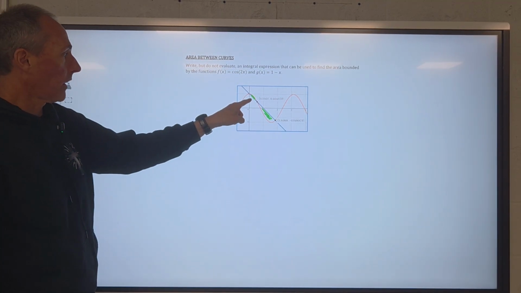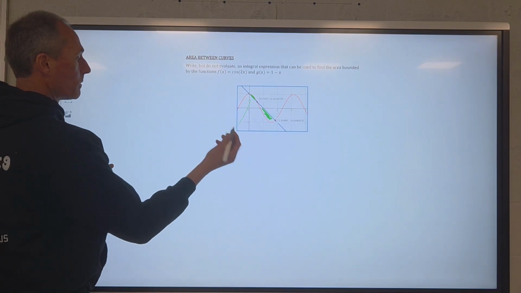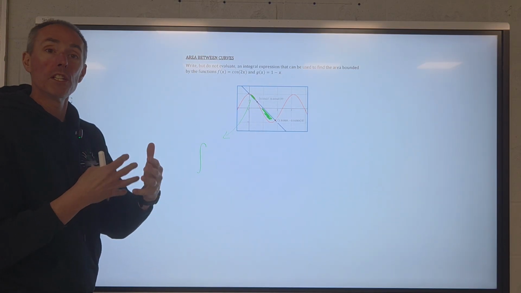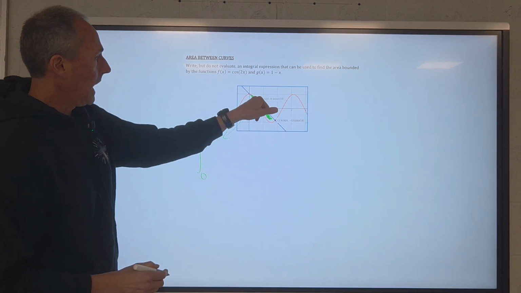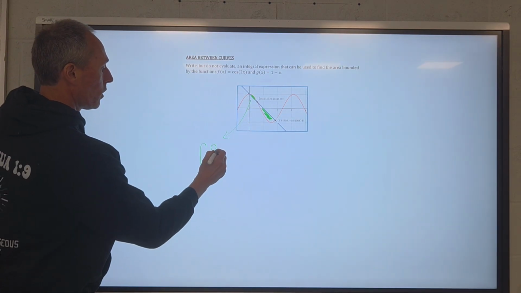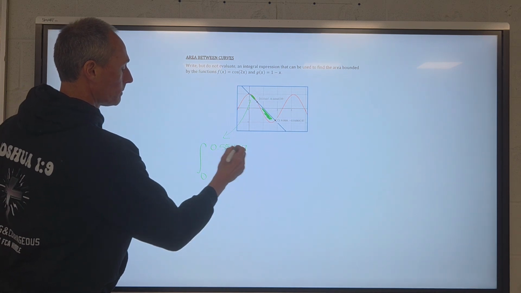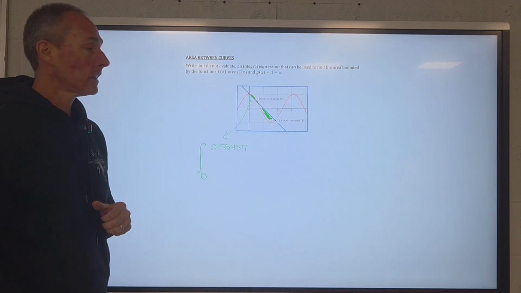So the first area, let's draw an arrow right here. What's important is, where does the region begin and where does it end? We begin at 0. Then that first intersection point is 0.55457. You'll notice I didn't round that because I'm not going to round until the very end.